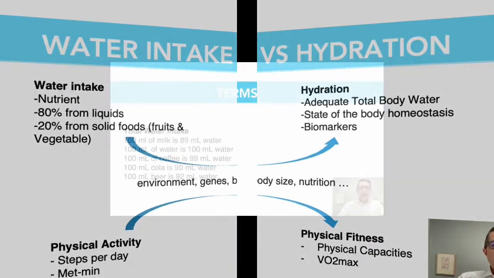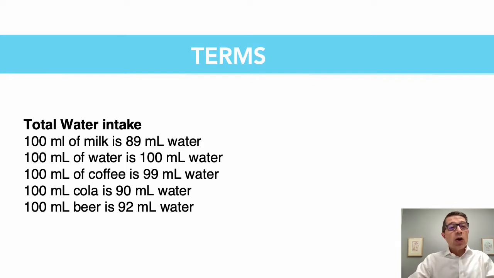A few more terms that I wanted to discuss with you, like total water intake. 100 ml of milk, just to get an idea, has about 89 ml of water, so about 90% of milk is water. 100 ml of water is 100% water, okay? 100 ml of coffee, if you don't add sugar or milk or anything, is 99 ml of water. 100 ml of a cola drink is 90 ml of water, so the rest, about 10-11%, is sugar and some other additives. 100 ml of beer is 92 ml of water.